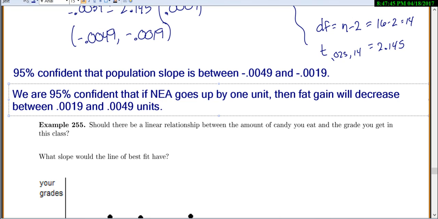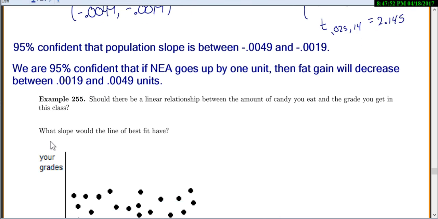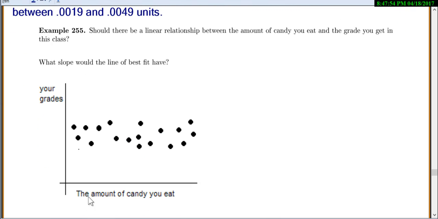So let's switch to a new example now. Let's see, should there be a linear relationship between the amount of candy you eat and the grade you get in this class? So here's a nice little scatter plot of the amount of candy you eat and your grades. And it looks like there's just kind of a, if I was to draw a line in there, it would be kind of a straight line, right? That seems to be what fits it the best.